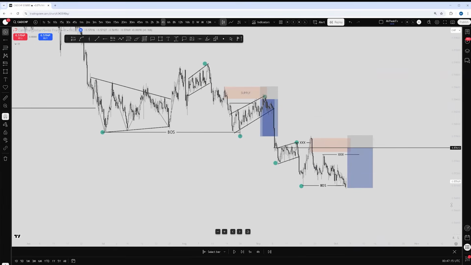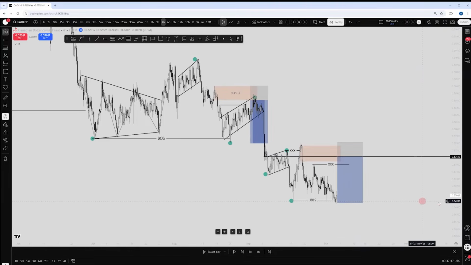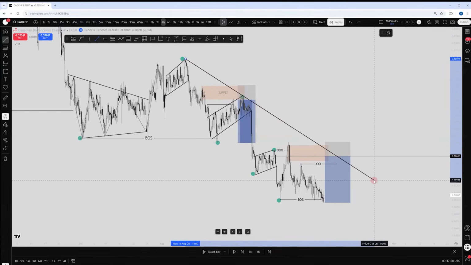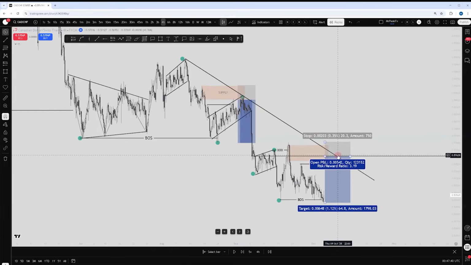So I knew that CADCHF is a pair that supports those retail channels. So when I connected the dynamic resistance from here, it touched this guy, and I brought it down. Okay, this could also be a confluence for me to enter.